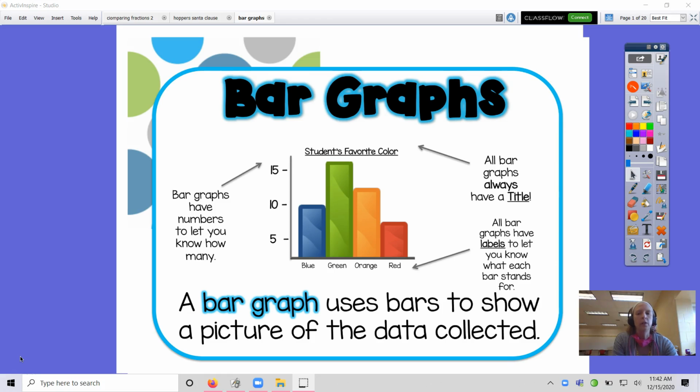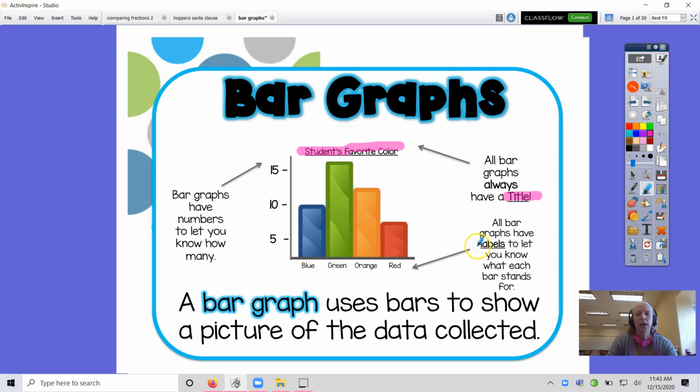Today we are going to be learning about bar graphs. A bar graph uses bars to show a picture of the data collected. For example, the data that was collected was about students' favorite color. This is called the title.